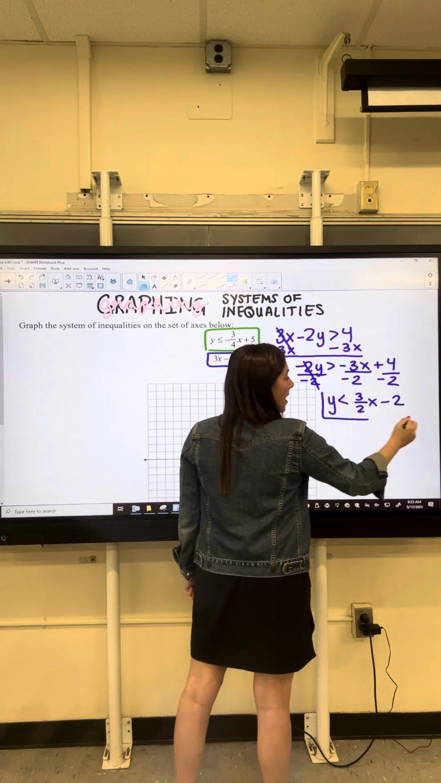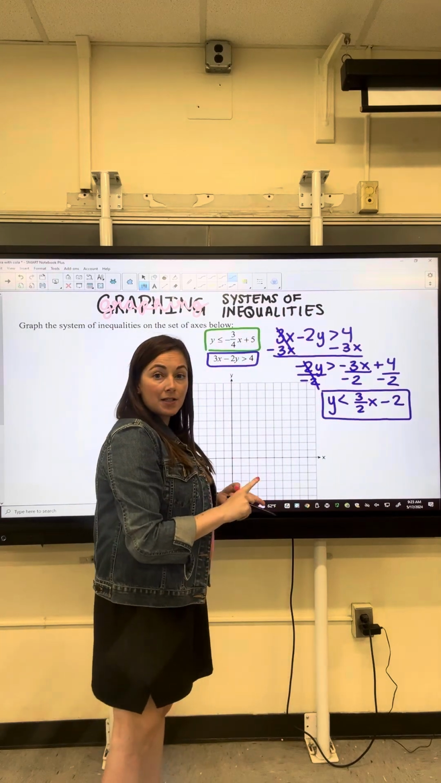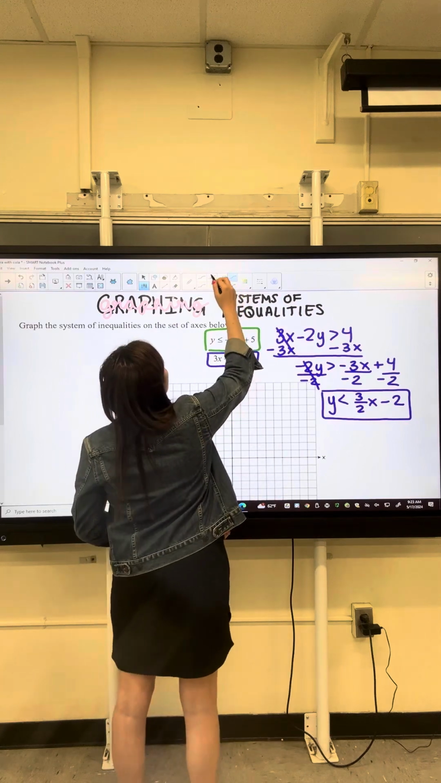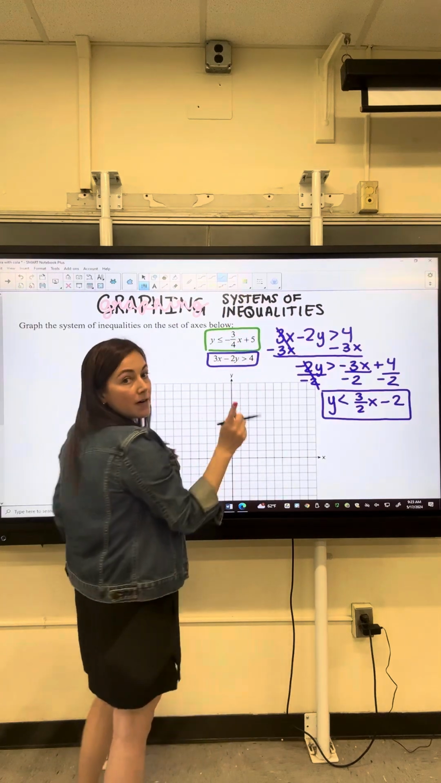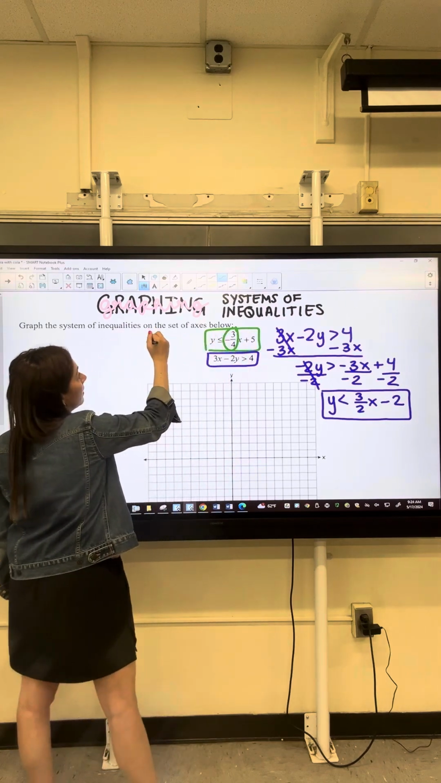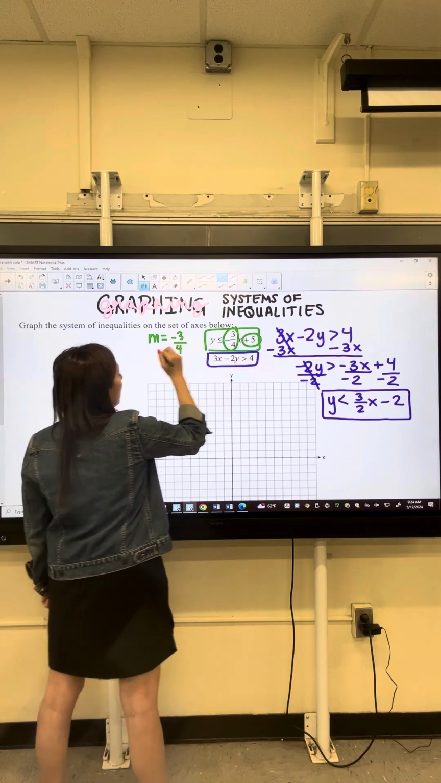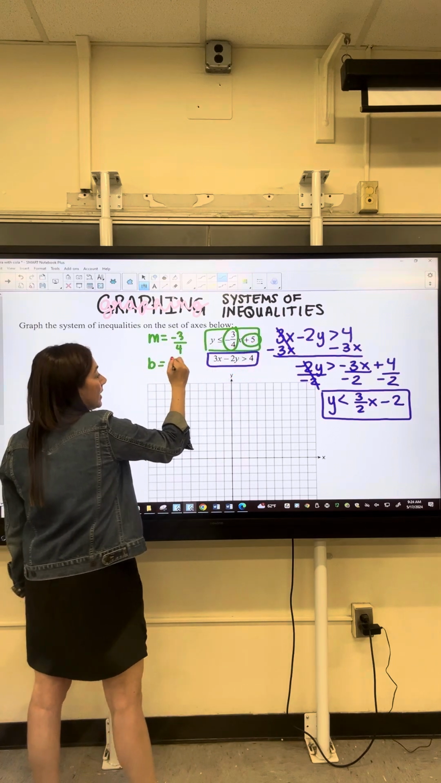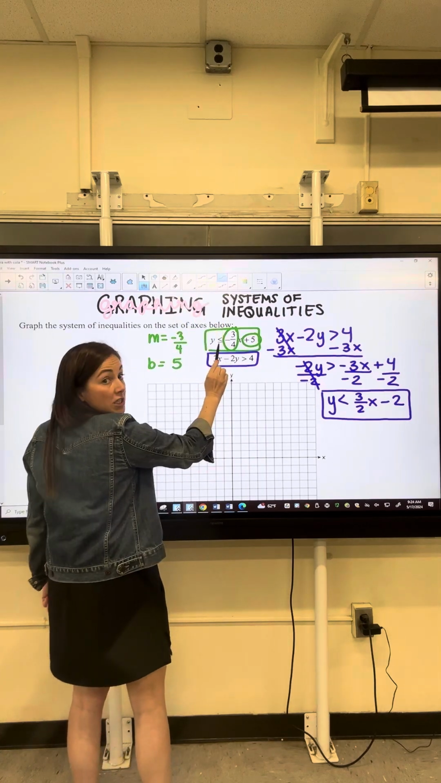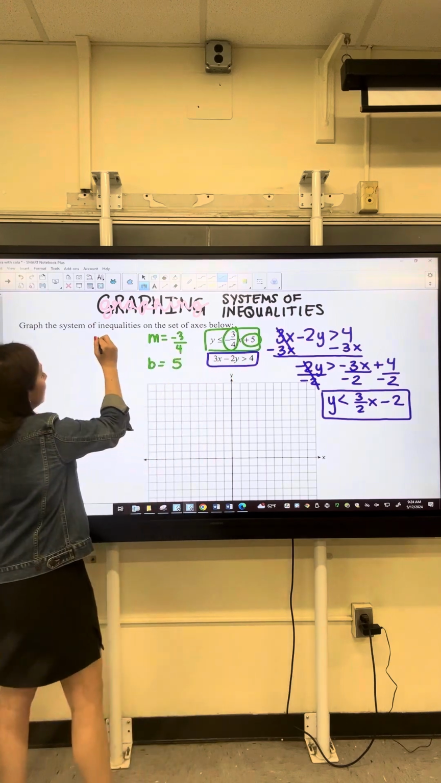So I'm going to put this in a box. Next thing we should do is write down if it's a solid or dashed line, if we're shading above or below. So let's go ahead and do that for this green one first and identify the slope and the y-intercept. The slope is the number in front of the x. The y-intercept is what's being added or subtracted at the end. Okay, now this symbol that I'm pointing to, because there's an equal sign underneath, that means the line's going to be solid.